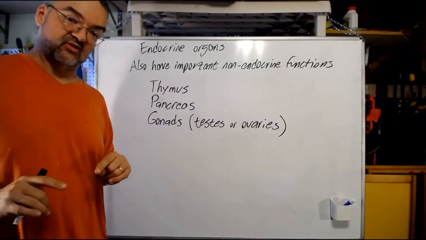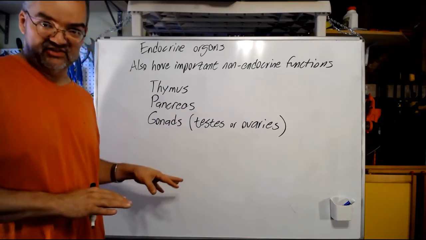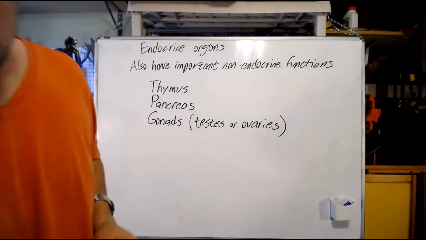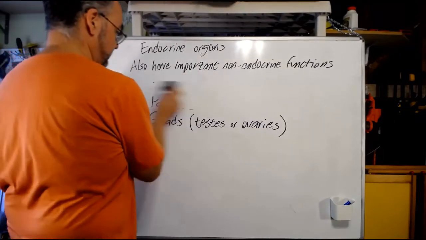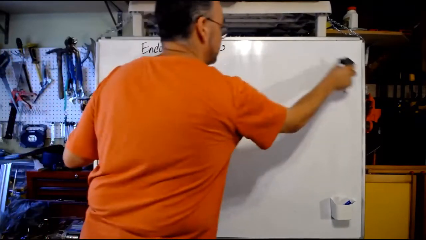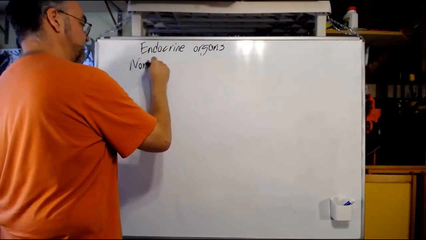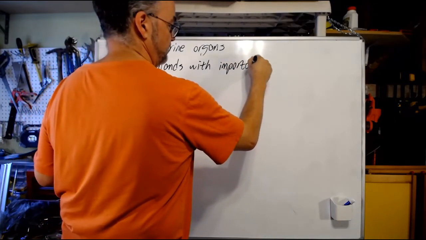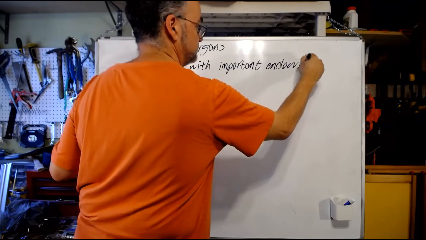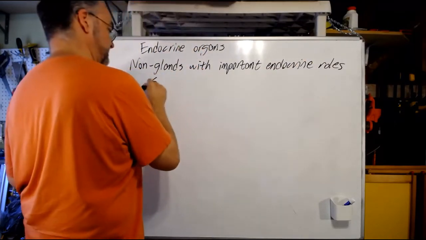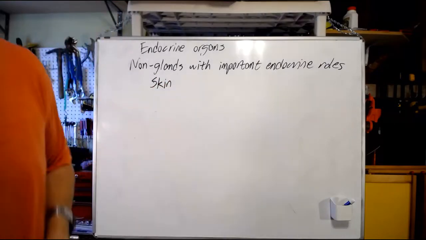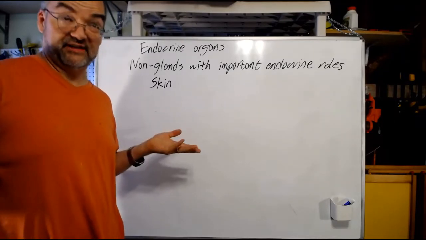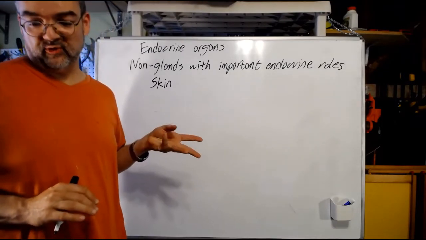Now, for a third category, there's a number of things which aren't primarily glands. Their main function is not as glands, but they still secrete some important endocrine materials. So, if we were to have non-glands with important endocrine roles, we would have things like skin. Skin secretes something which ends up effectively becoming vitamin D, but it acts as a hormone for a while.